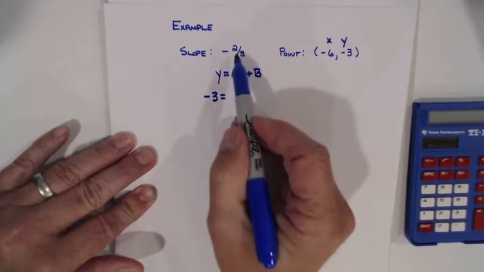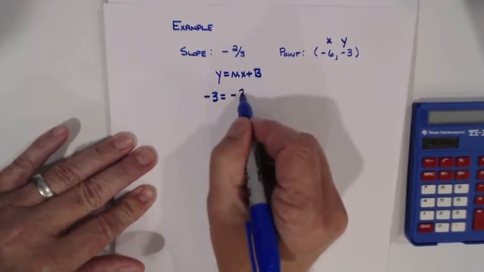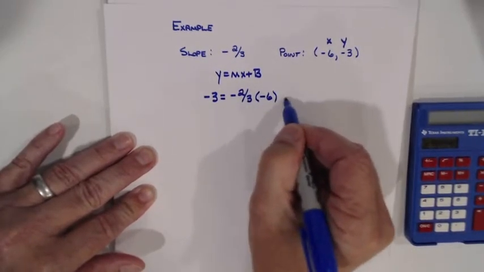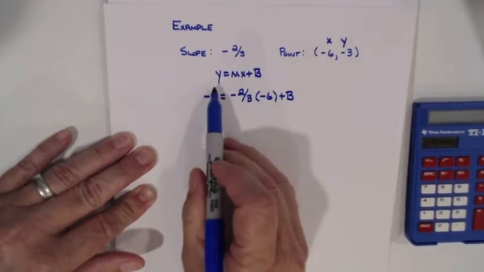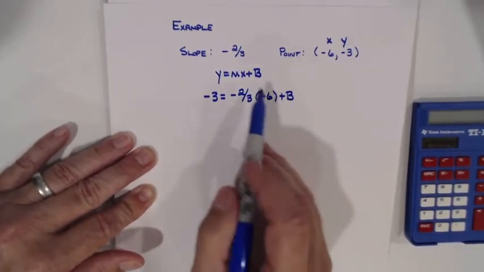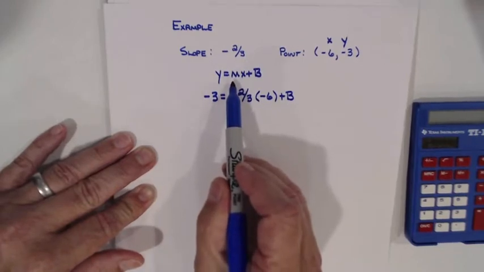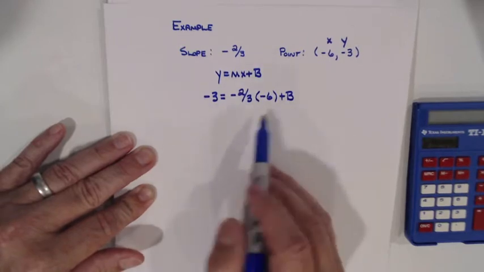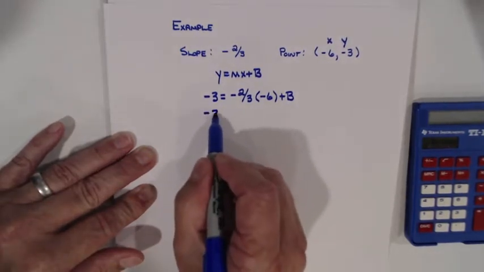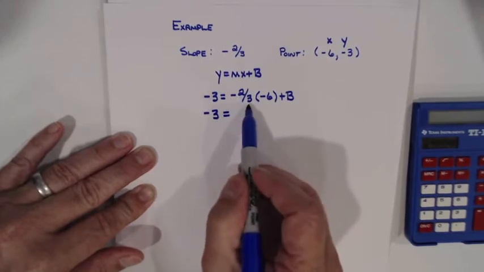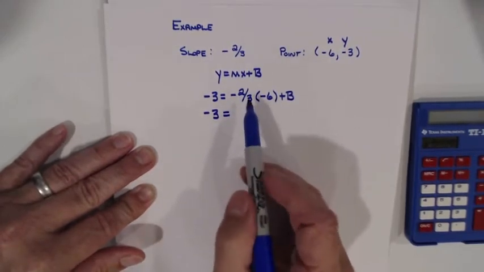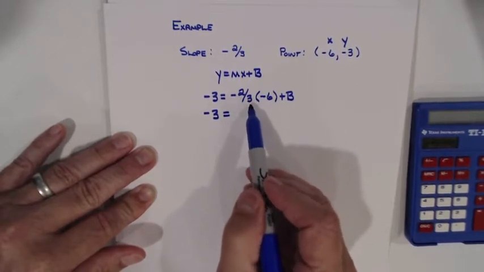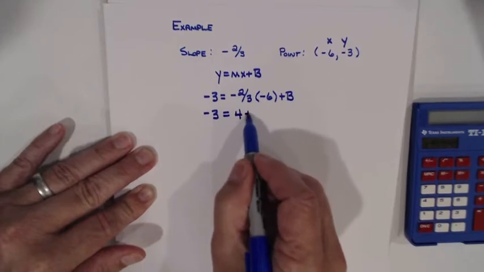-3 is equal to my slope, -2/3, and my x, which is -6, plus b. I'm automatically going to figure out what my y-intercept is. I've got my slope. I know what my slope is. It's going to go in that spot right there. I'm just automatically plugging all this stuff in so I can figure out what the y-intercept is. I need to figure out what -2/3 times -6 is. A negative times a negative is a positive. 6 times 2 is 12, divided by 3 is 4, plus b.